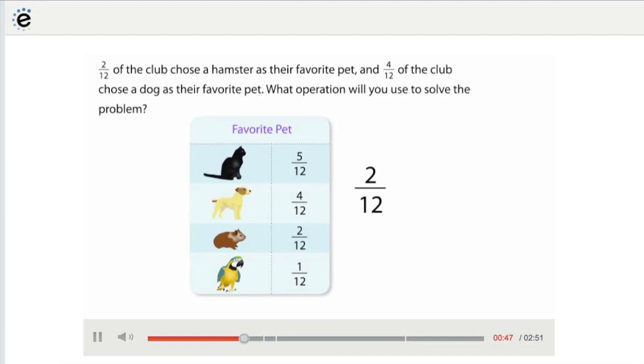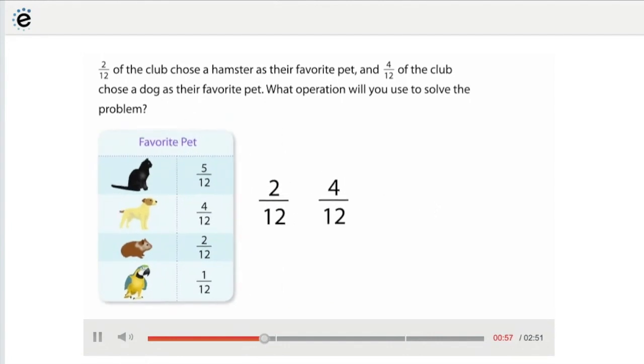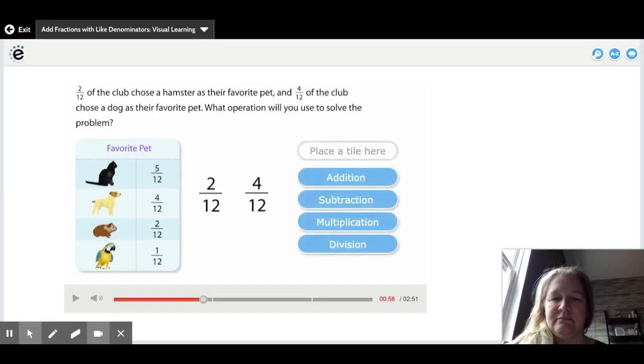2/12 of the club chose a hamster as their favorite pet. 4/12 of the club chose a dog as their favorite pet. What operation will you use to solve the problem? Select your answer. Since we're using the word or, that means that it can be this or this, which means that we can add them together.